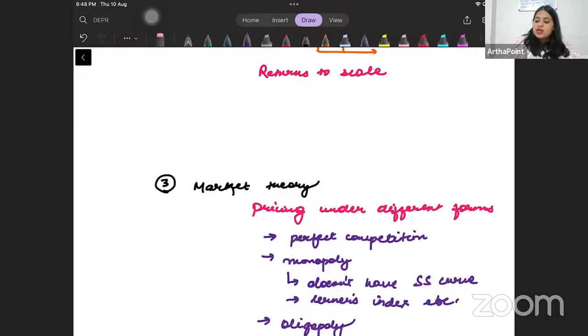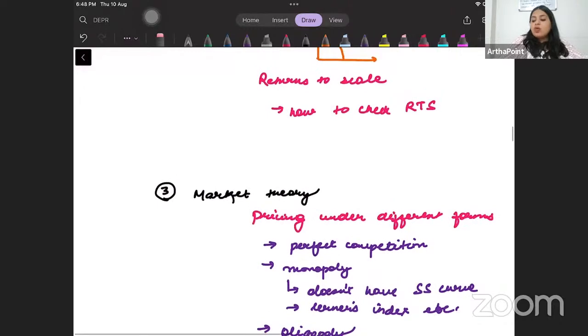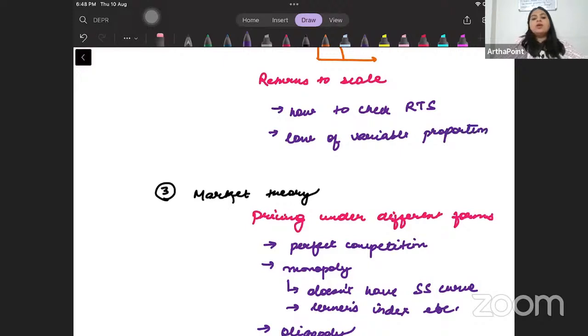So under the returns to scale, you should be aware about how to check returns to scale. That is the first thing that you should be aware about. Then you should also be aware about the law of variable proportion. That law of variable proportion should also be known to you. And under different states, how does your cost function look?